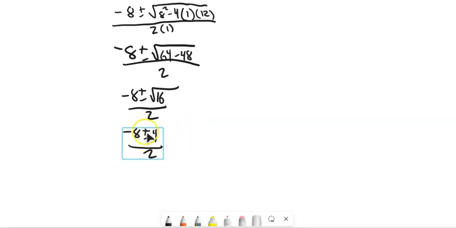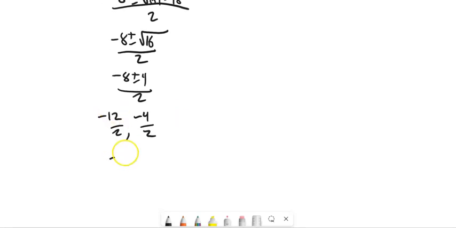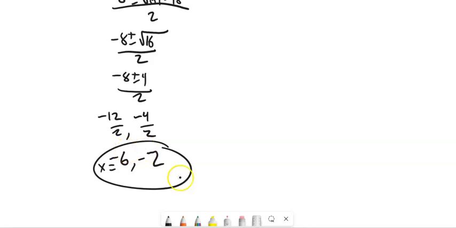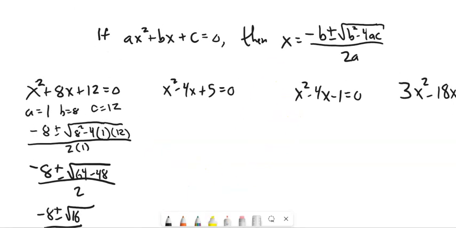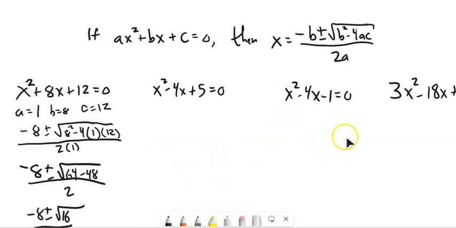And now this plus or minus, as you know, gives me two answers. Like one is the minus answer. So let's see. Negative 8 minus 4, that's negative 12, which is still divided by 2. Negative 8 plus 4, that's negative 4, which is divided by 2. And then I can do this division. This gives me a negative 6. That gives me a negative 2. So x equals those things. Great, let's do this next one.